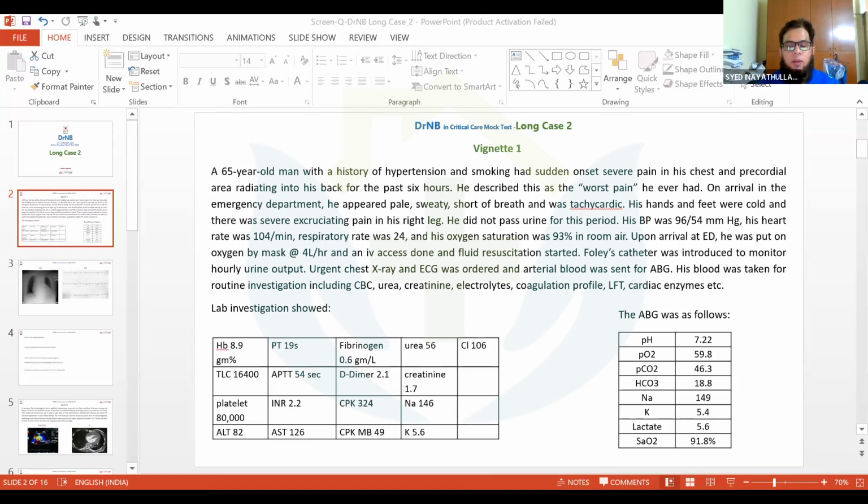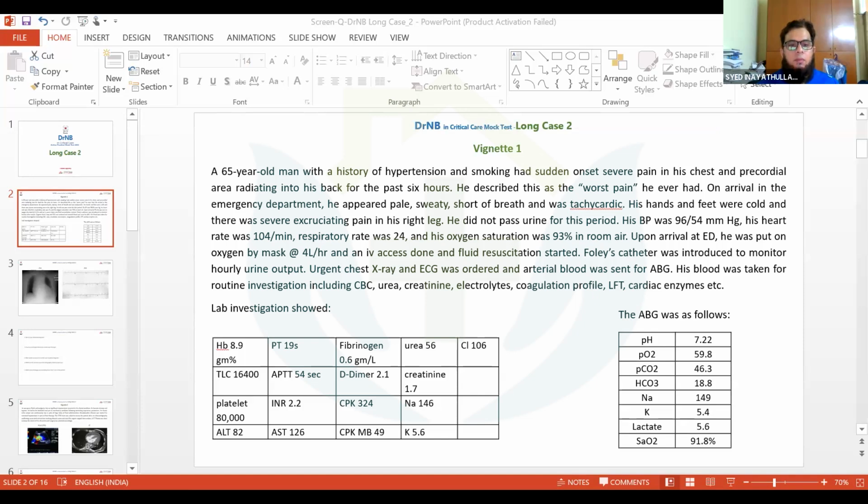there is excruciating pain in his right leg, so probably he's having ischemia of his right lower limb, and he is oliguric, and his labs are showing a picture of AKI. There's anemia, leukocytosis, thrombocytopenia, elevated liver enzymes, probably ischemic hepatitis, and creatinine is also elevated, so maybe he's having AKI. I don't know the baseline.